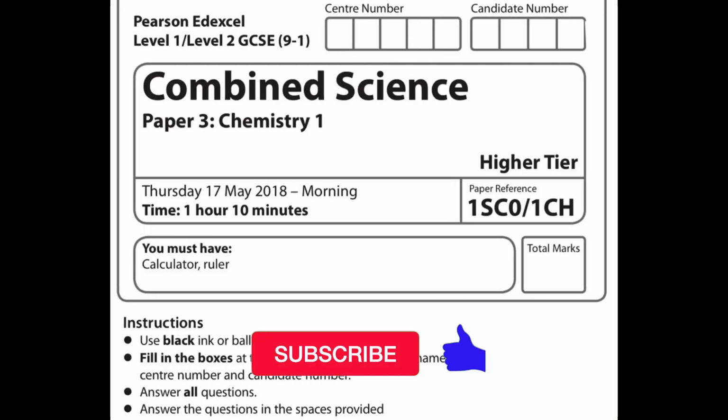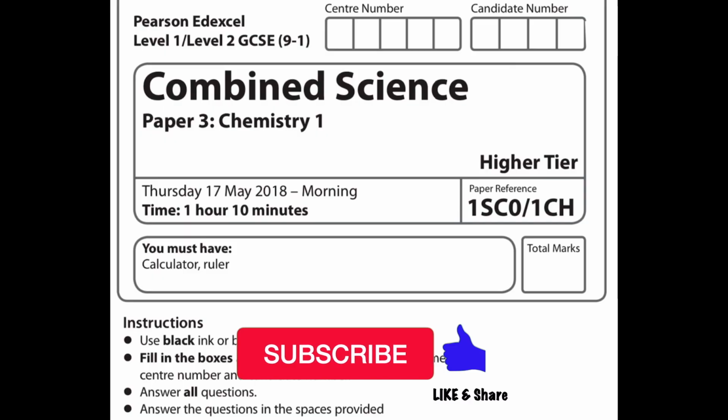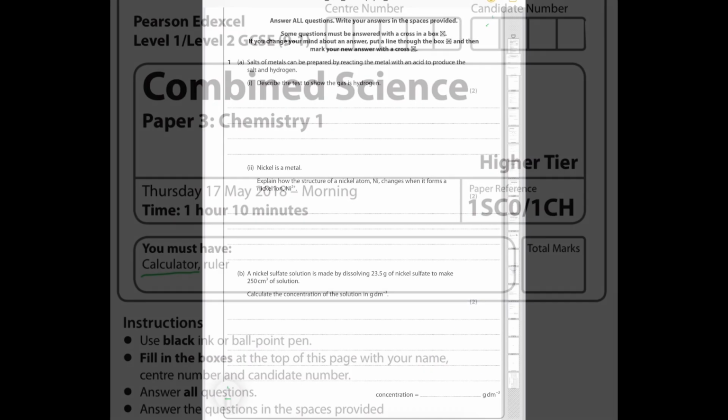Session, we'll be going through the Combined Science Chemistry Paper 1 from the exam board Pearson's Edexcel. Please make sure that you do have a calculator to hand.